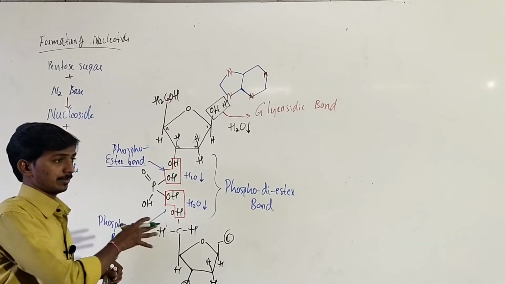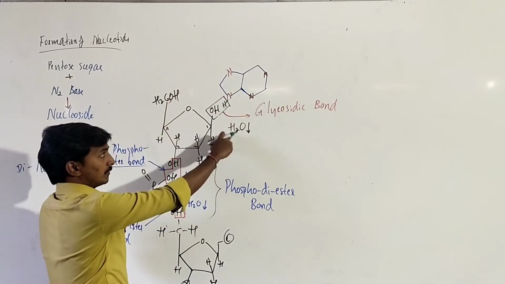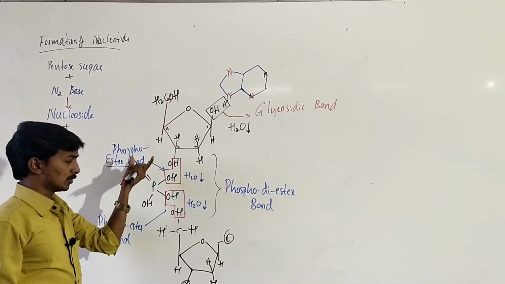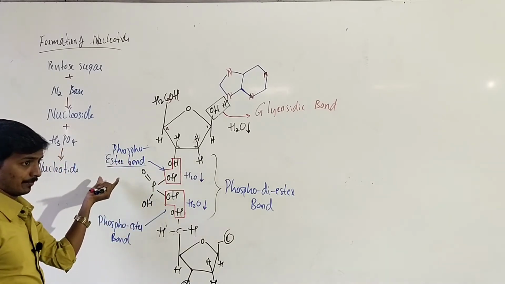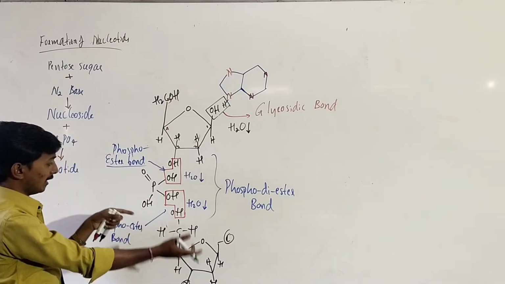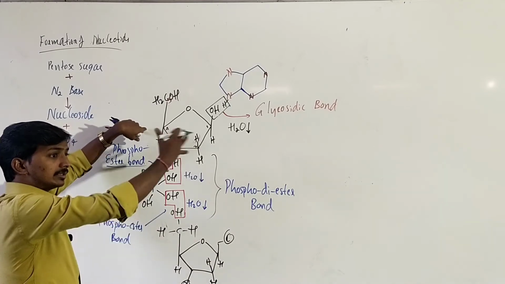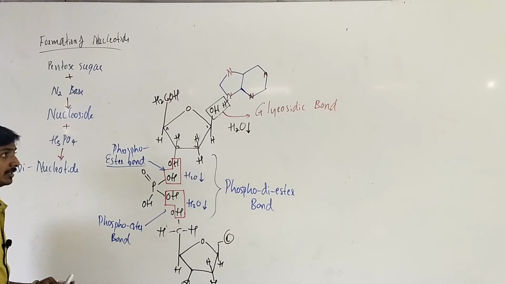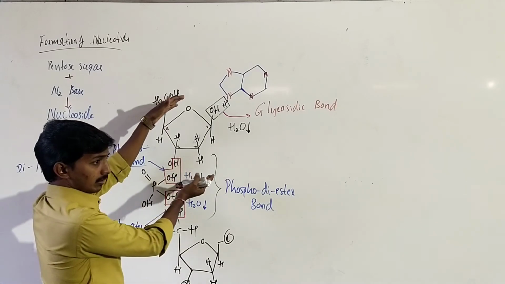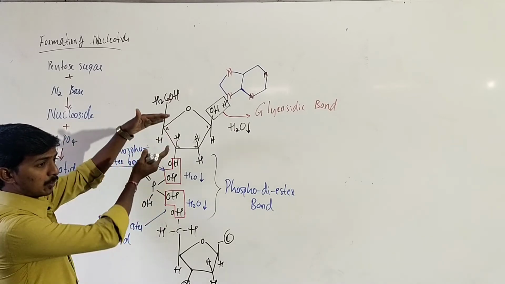A very interesting concept it is. Sugar binds with a base by losing one molecule of water by forming a glycosidic bond. The nucleoside binds with the phosphate by losing a water molecule to form an ester bond, to form a nucleotide. And this nucleotide will bind to another nucleotide by using another phosphoester bond to make a phosphodiester bond and to make a dinucleotide.